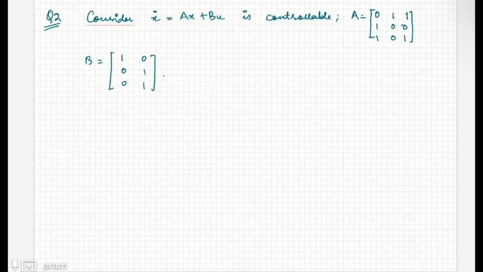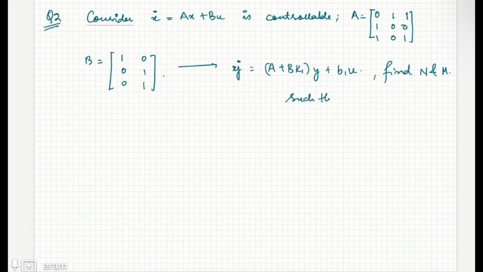Now again this system can be converted to y dot equals (A plus B K1) y plus B1 v. We have to find N and M such that this K1 is N into M inverse and B1 is the first column of B. Give this a try.